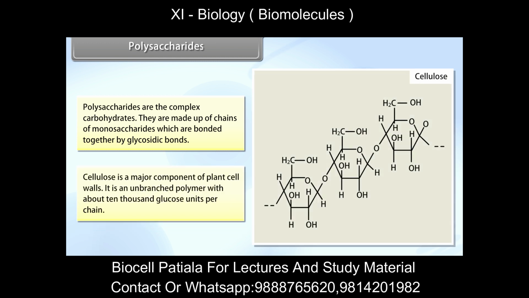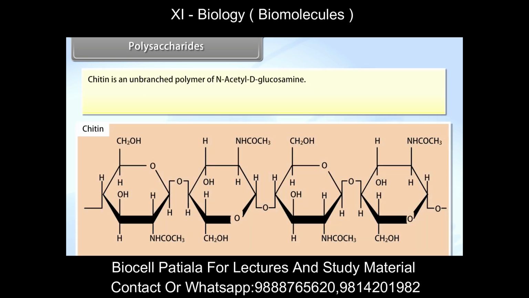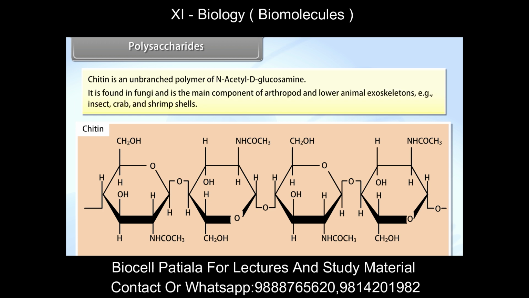Cellulose is a major component of plant cell walls. It is an unbranched polymer with about 10,000 glucose units per chain. Chitin is an unbranched polymer of N-acetyl D-glucosamine. It is found in fungi and is the main component of arthropod and lower animal exoskeletons. Example: insect, crab, and shrimp shells.